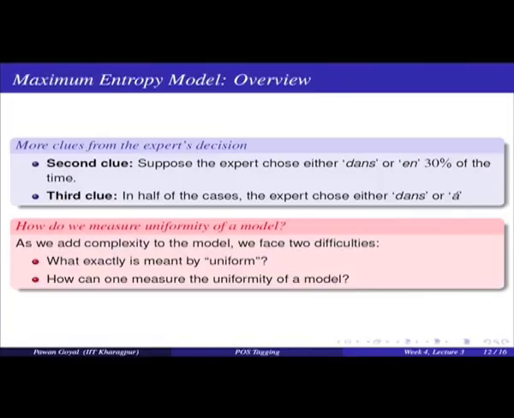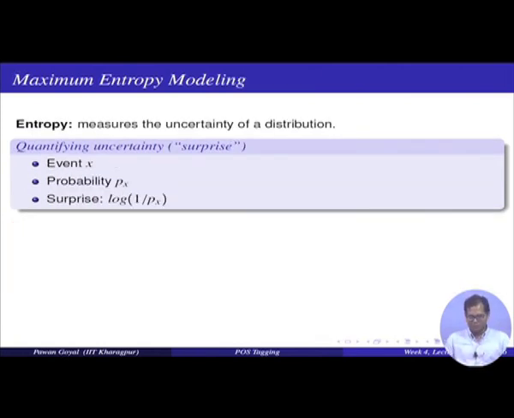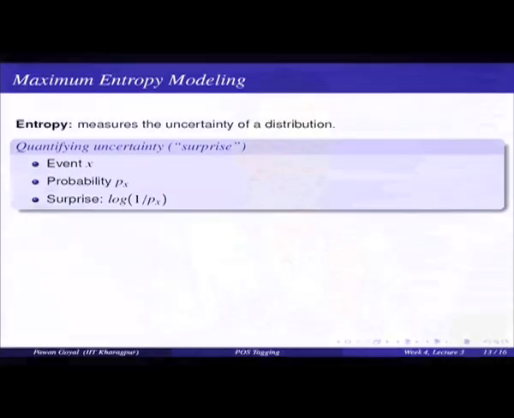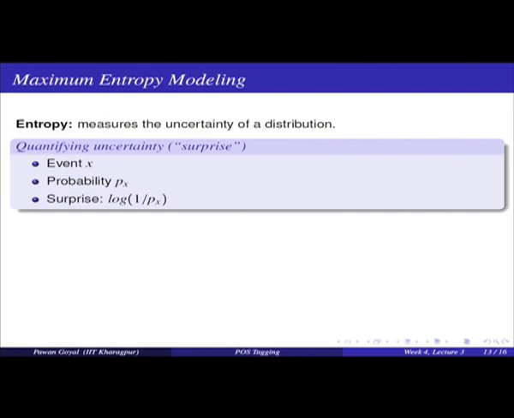Okay. So now, as we get more and more clues, it becomes difficult to see which is the most uniform model. So for that we have to understand how we measure the uniformity of a model, and that's where we use the idea of entropy. So some of you might have already come across this term of entropy. So what is entropy? Entropy measures the uncertainty of a distribution.